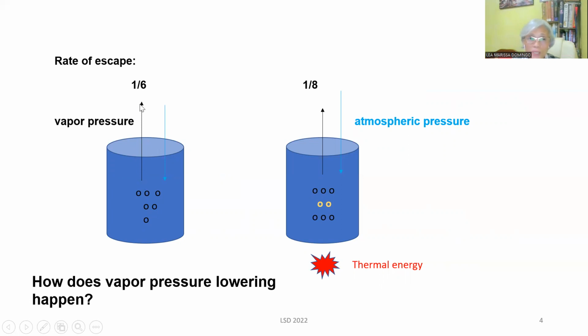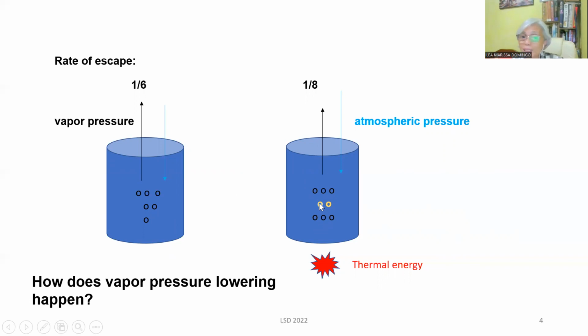So, meron silang tendency to escape the liquid state and go into the gaseous state. So, bawat isa dun sa 6 na water molecules ay may 1/6 rate of escape. Kung sa contest yan, yung chances na manalo ng bawat isa ay 1/6 kasi 6 sila. 6 silang naglalaban-laban. Parang ganun.